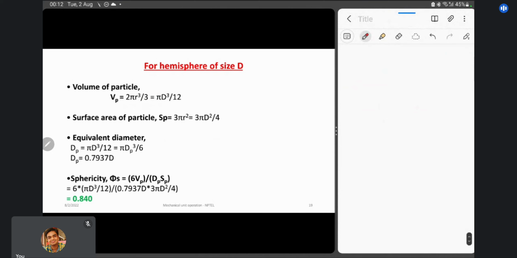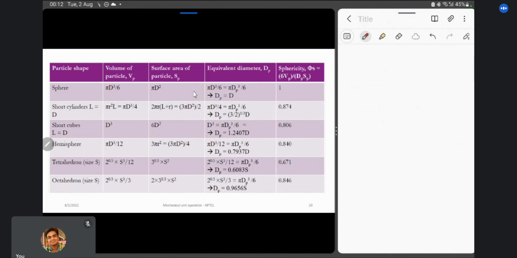in your assignment questions. But I want to discuss overall how to calculate this. In this table, almost all the main important shapes are mentioned. Like for the sphere, we know its sphericity will be 1. We talk about the short cylinders, then L is equal to D. If we consider, it is 0.8474, we just take 0.87.